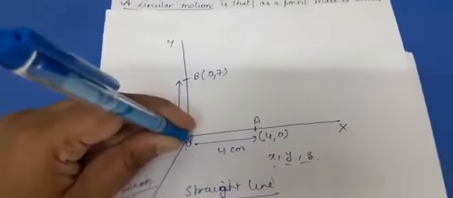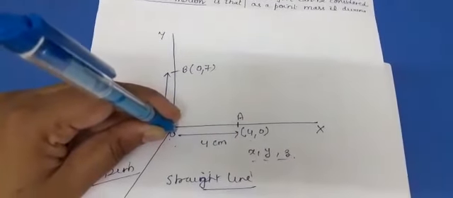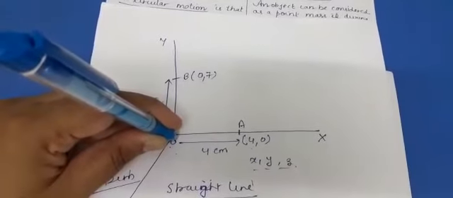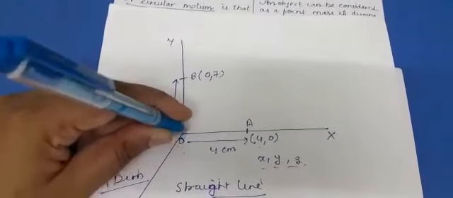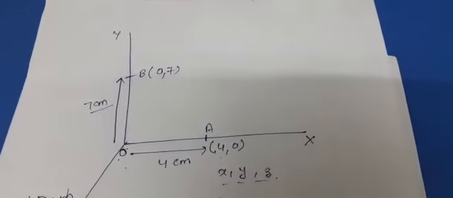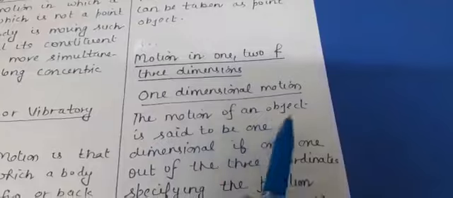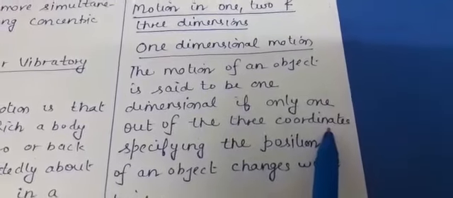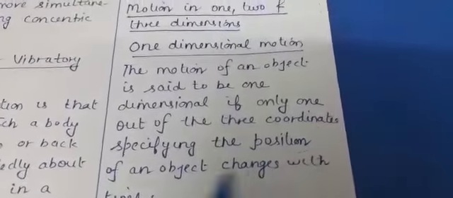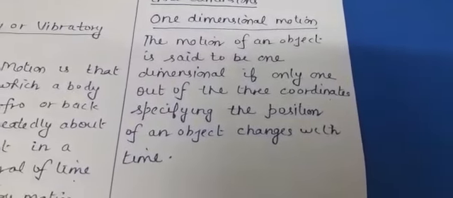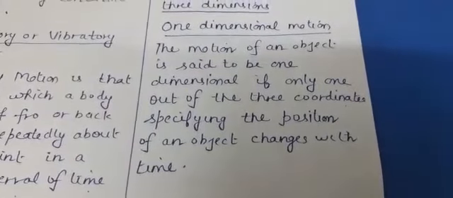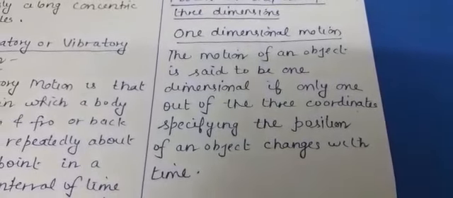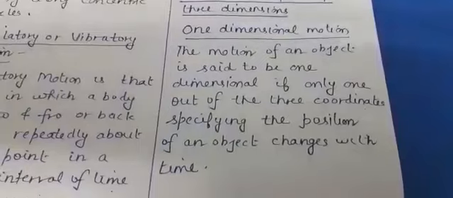I am explaining all the concepts one by one. First of all, to introduce the concept of motion in one dimension: if a body is moving along a straight line, that can be the x, y or z axis. Any straight line along which the body is moving is taken as motion along one dimension. Motion of an object is said to be one dimensional if only one out of the three coordinates, x, y, z, specifying the position of the object changes with time. That means motion along a straight line.